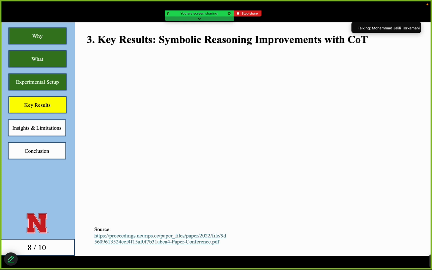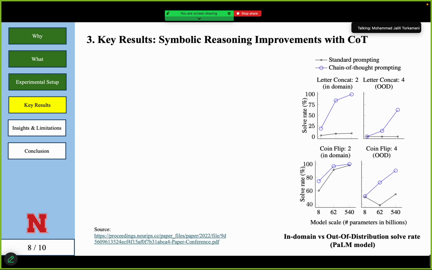And lastly, for the symbolic reasoning problems, chain of thought is still better. But to be more detailed, you can see that for out of distribution tasks, the standard prompting is almost 0. So standard prompting performs very poorly, but chain of thought performs very well for in-domain and out of distribution.